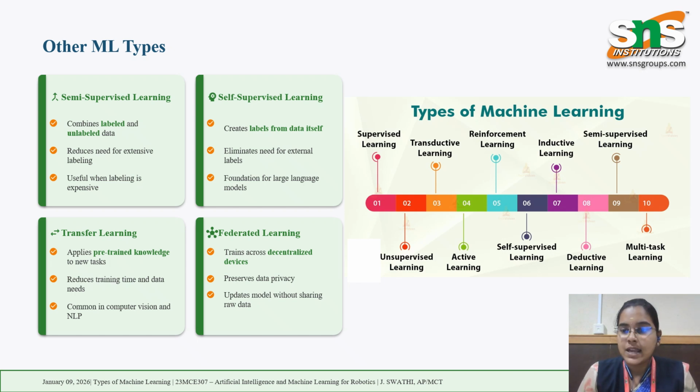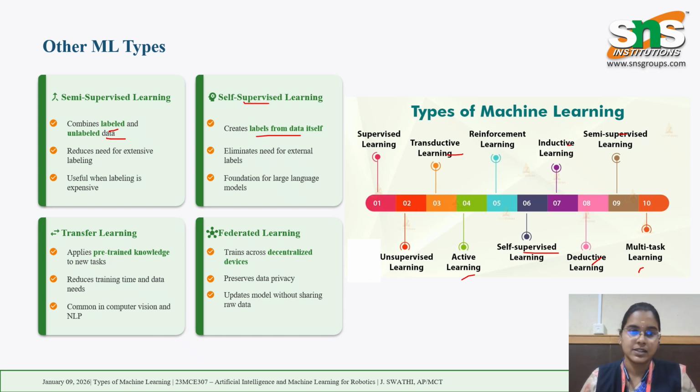Coming to the other types of machine learning algorithms, apart from supervised, unsupervised, and reinforcement, we have a few other learning methods also, like transductive learning, active learning, inductive learning, self-supervised, semi-supervised, and multitask learning. All these are combinations of supervised, unsupervised, and reinforcement learning. In semi-supervised learning we have labeled and unlabeled data, and self-supervised means the labels come from the data itself.